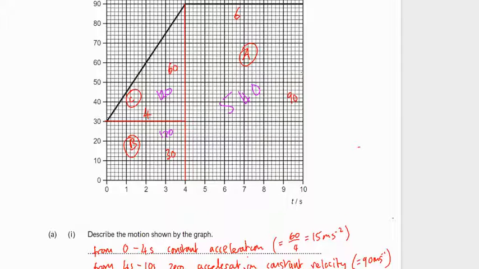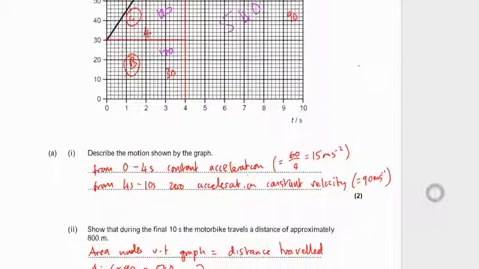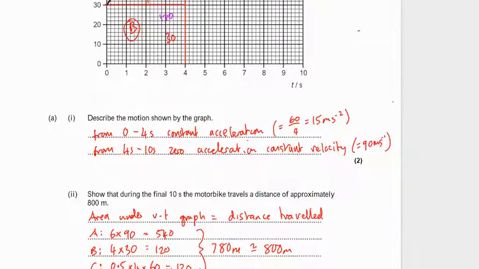0 to 4 seconds, constant acceleration. I've worked it out: 60 divided by 4 is 15 meters per second, because the gradient is the acceleration. And from 4 to 10 seconds, there's no acceleration, and I can just see that the speed remains constant at 90 meters per second. So I've described that motion there.